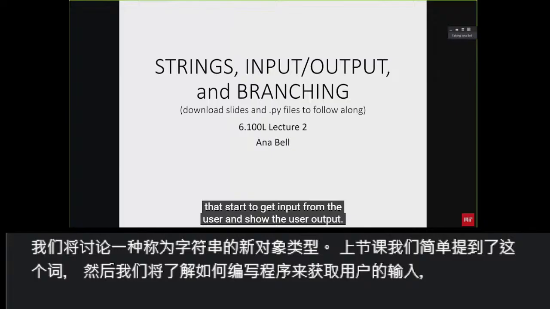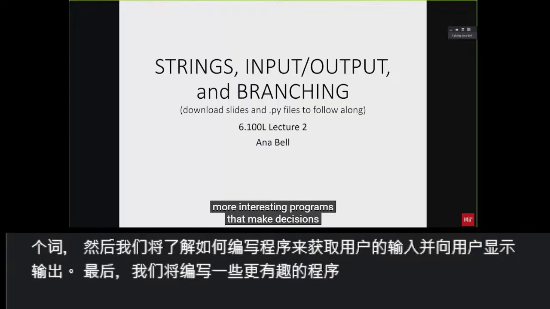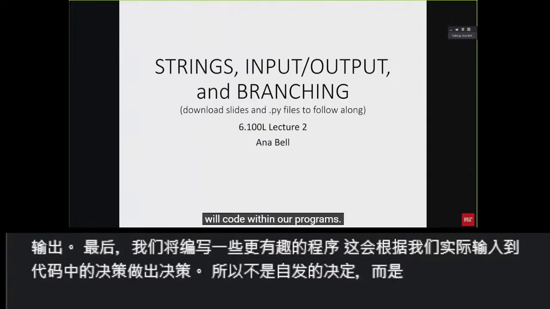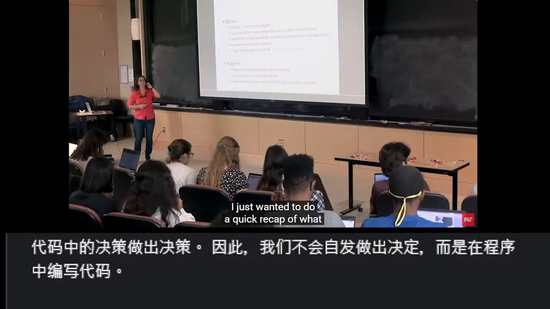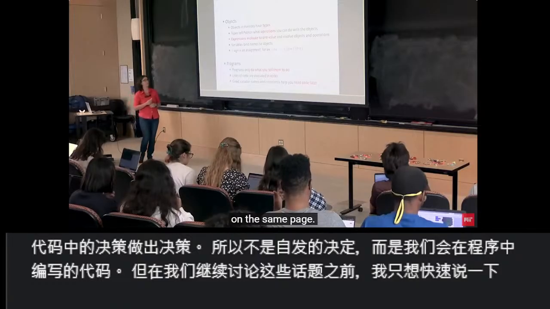the user output. And finally, we're going to go into writing a little bit more interesting programs that make decisions based on decisions that we actually input in the code. So not decisions spontaneously, but things that we will code within our programs. But before we go on to these topics, I just wanted to do a quick recap of what we learned last lecture, just to make sure we're all on the same page.